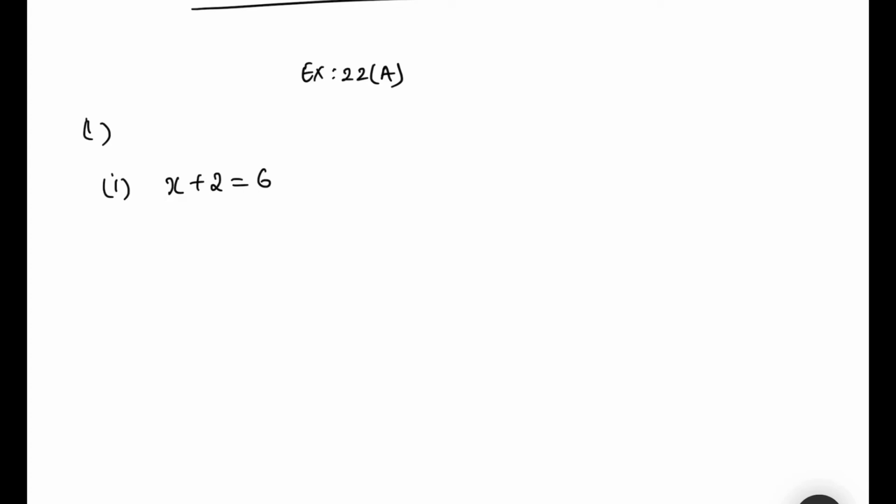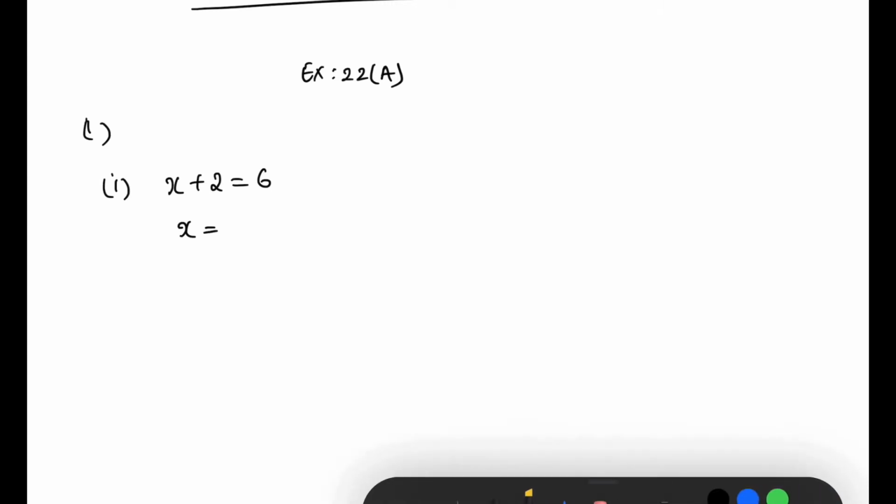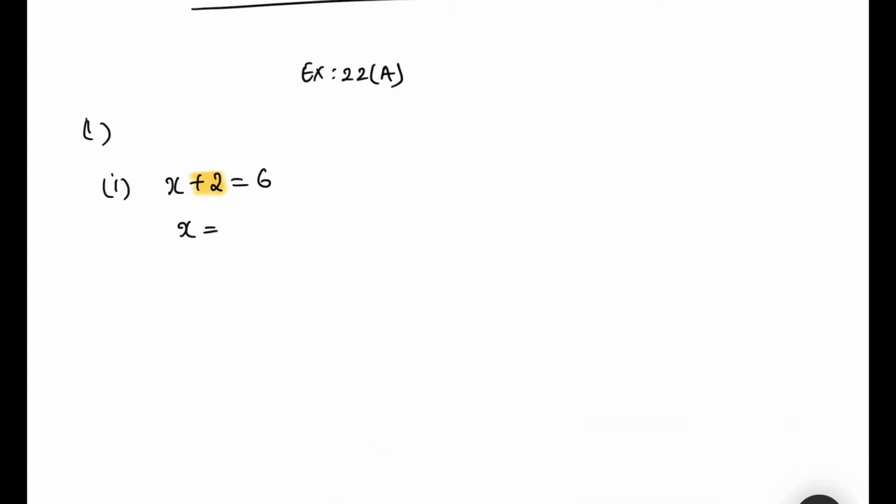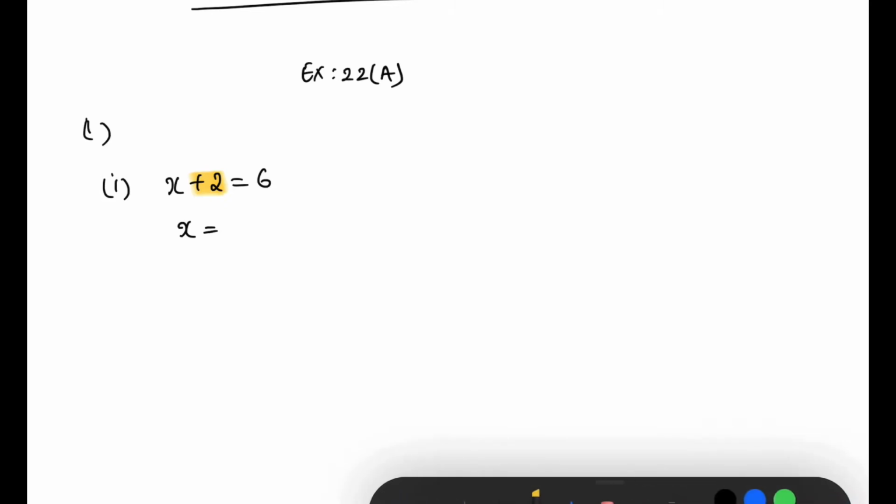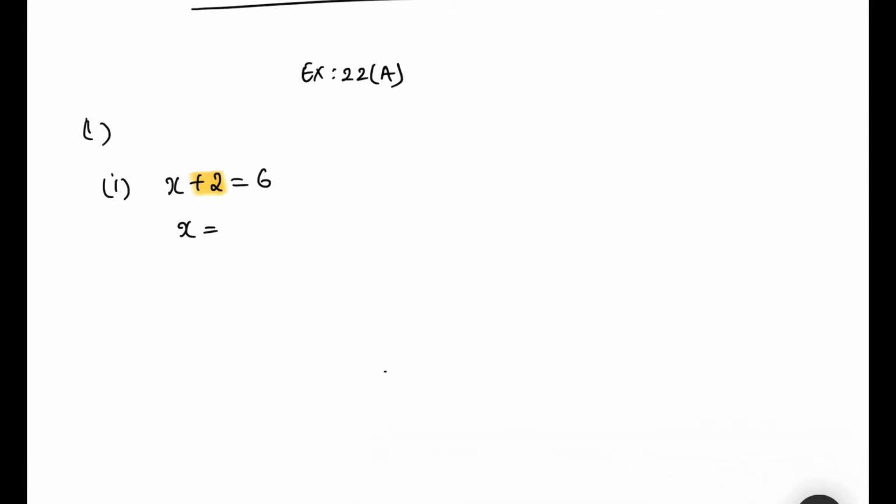So we have x plus 2 is equal to 6. What we actually do here is we will take the numbers to one side and keep the variable at the other side. So x I will keep here. Look at this, we have plus 2 here, right? If I take plus 2 to the other side, it will become minus 2. So it will become 6 minus 2. x is equal to 6 minus 2 equal to 4 you will get.